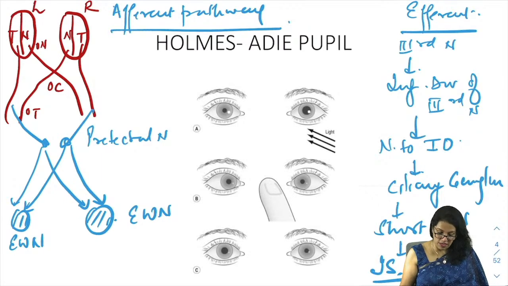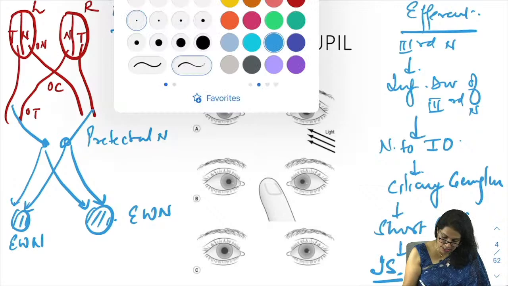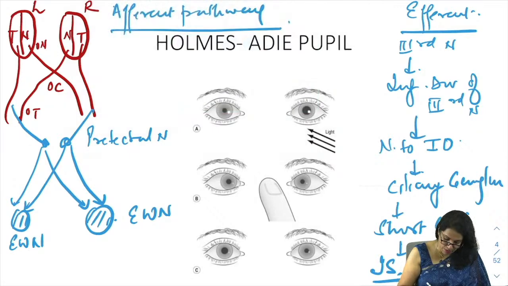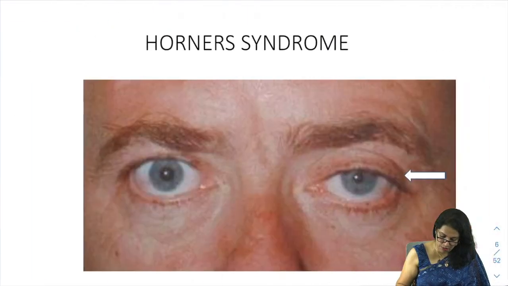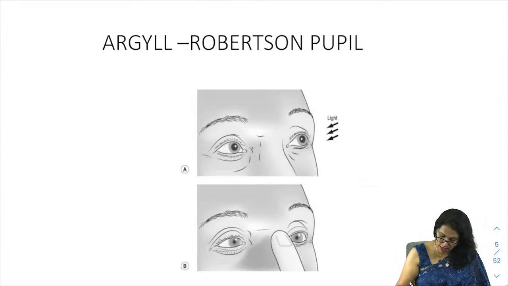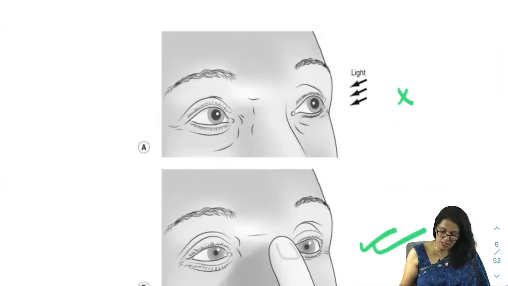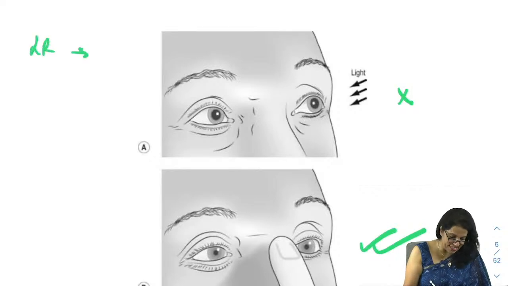Now revise with me. Any lesion happening at the efferent part of the pretectal nucleus at this level will lead to ARP, Argyll-Robertson pupil. What is Argyll-Robertson pupil? Here you can see it is not reacting to light, but it is reacting to accommodation. This is Argyll-Robertson pupil. Light reflex absent and near reflex present.